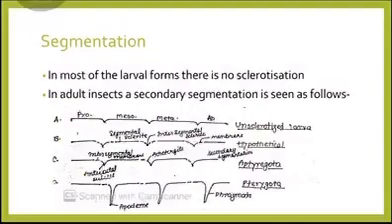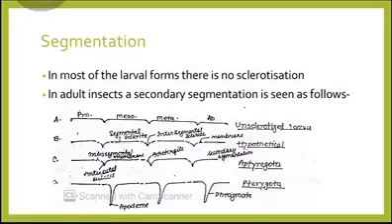Before we discuss the various plates of the exoskeleton, I would like to tell you about the segmentation. As you can see in the first diagram, there are four segments: pro, meso, meta thoracic segments, and the first abdominal segment. There is no sclerotization, hence there are no plates. Chitinous plates are absent. Then coming to the diagram B.